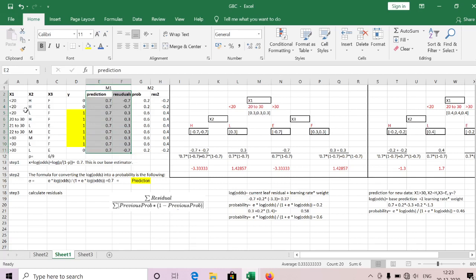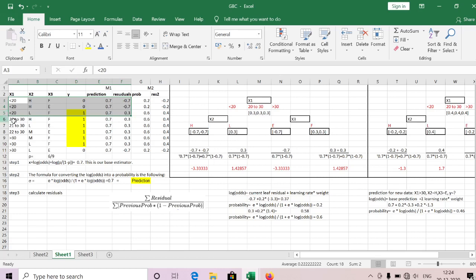This is my x1 less than 20. Let us look at only these three records, then we'll understand. In model 1, x1 is less than 20. Now x2 is high. What are my residuals? Minus 0.7 and minus 0.7, which I mention as my leaf. Next, x1 less than 20 and x2 is low, which means 0.3. This is my second leaf.